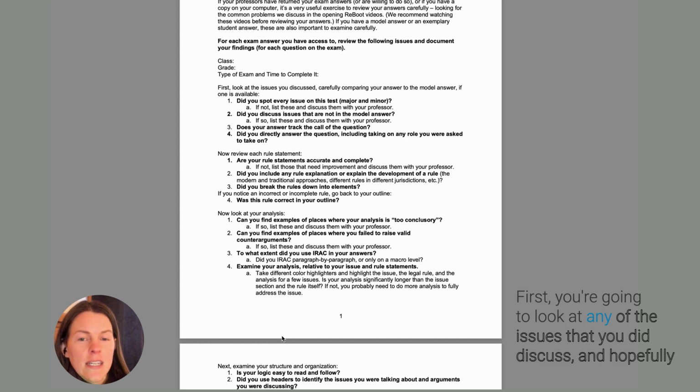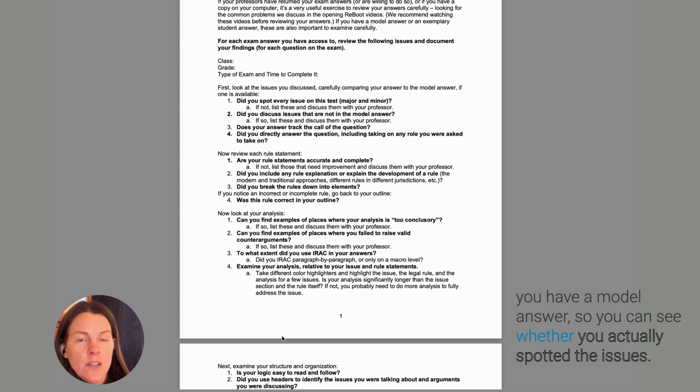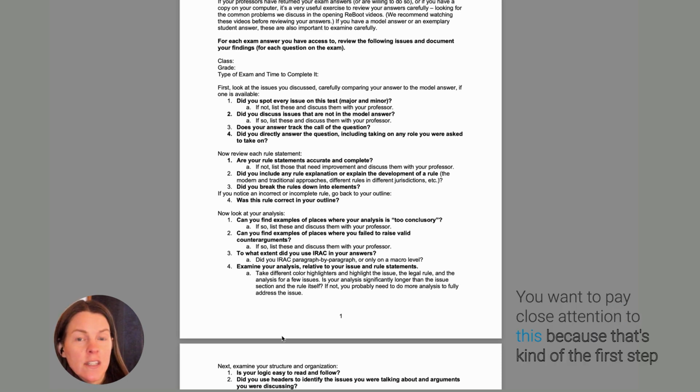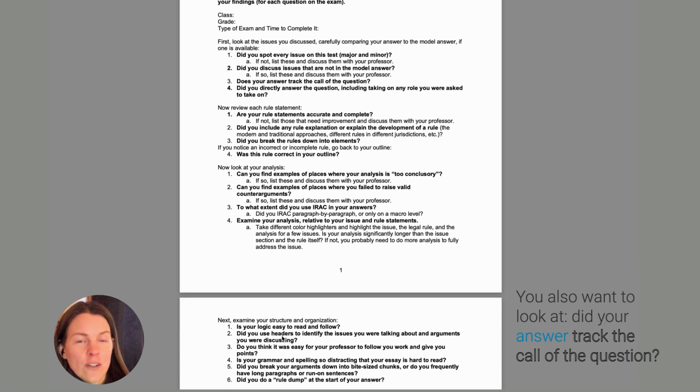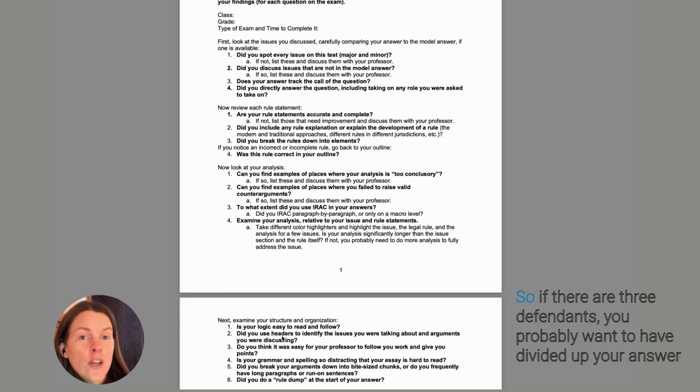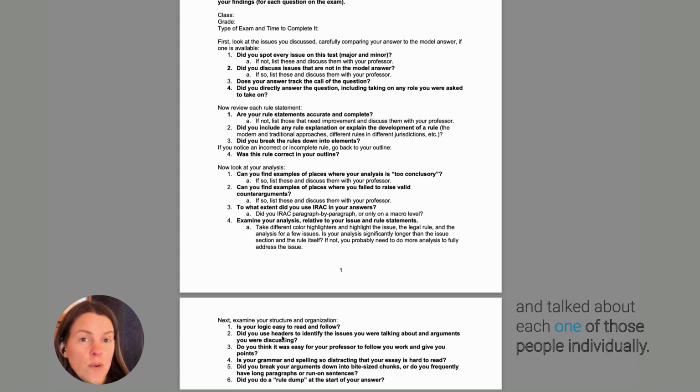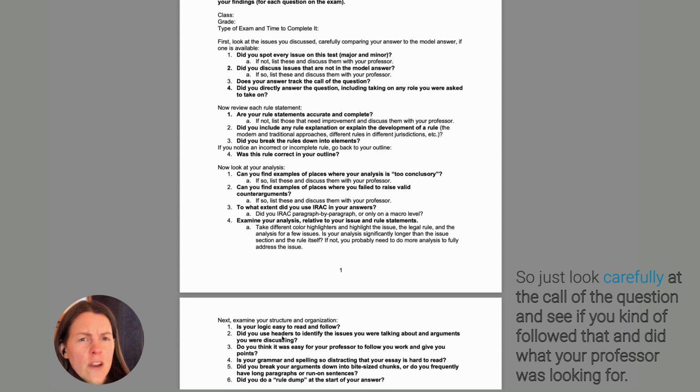First, you're going to look at any of the issues that you did discuss, and hopefully you have a model answer so you can see whether you actually spotted the issues. You can see if you talked about things that might not have been relevant. You want to pay close attention to this because that's kind of the first step in getting to a great grade: you really have to spot the issues. You also want to look at, did your answer track the call of the question? So if there are 3 defendants, you probably want to have divided up your answer and talked about each one of those people individually. So just look carefully at the call of the question and see if you followed that and did what your professor was looking for.